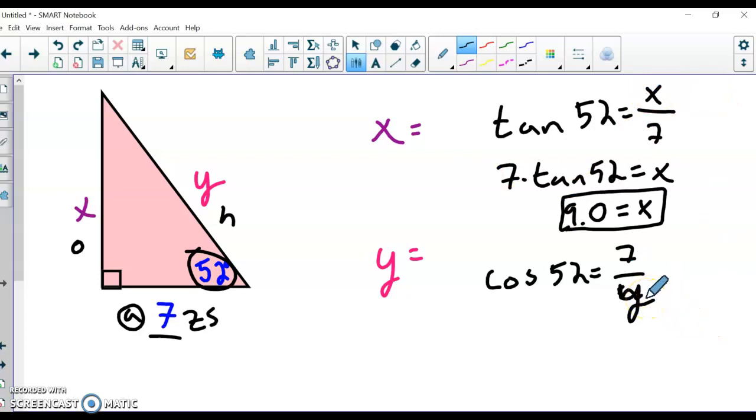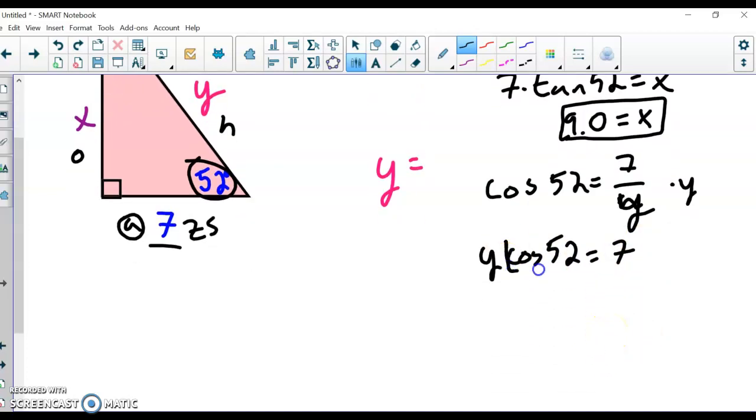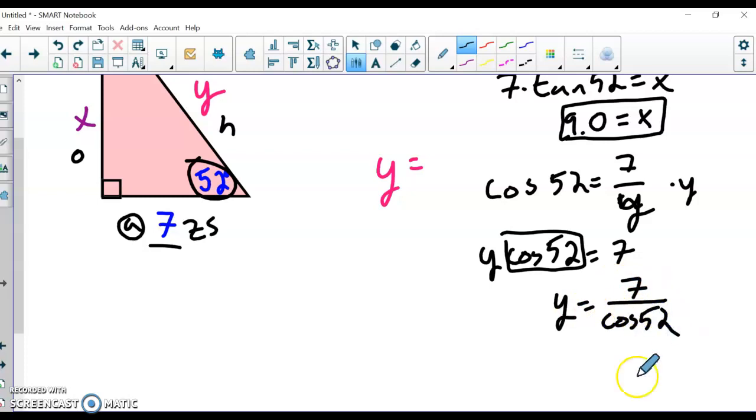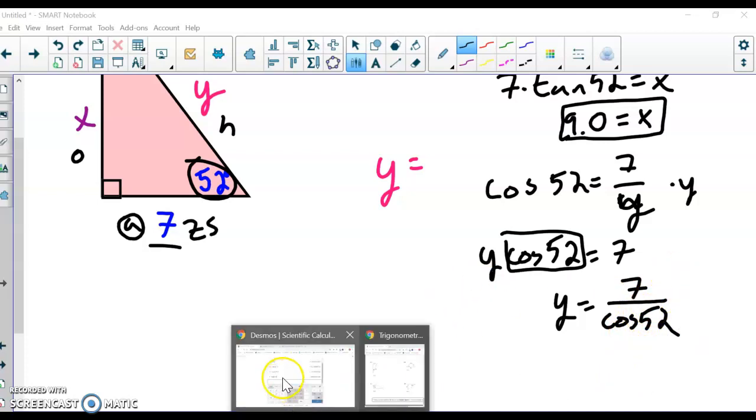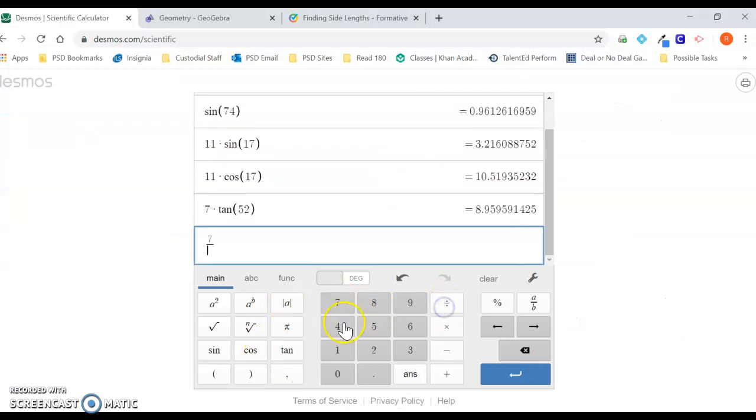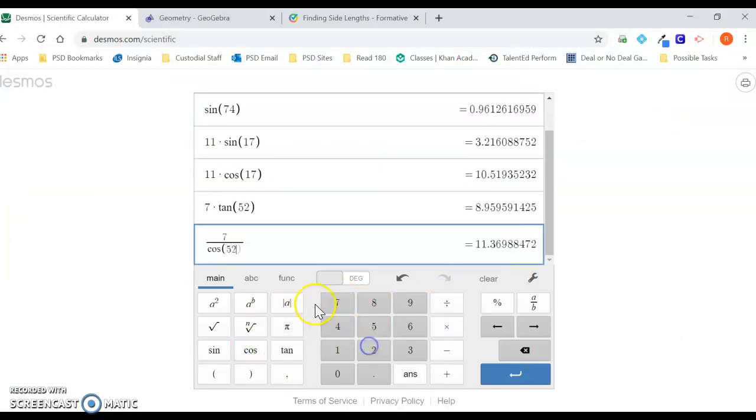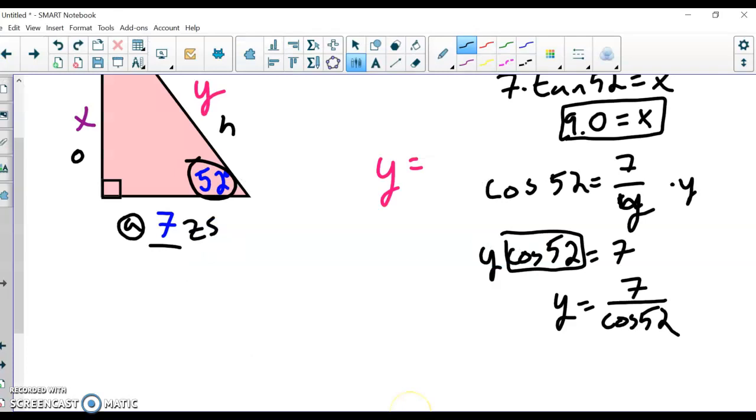I'm going to solve it the same way. I'm going to multiply by y, and I get y cosine of 52 equals 7. Then I'm going to divide by the cosine of 52. Remember, this is an entire number, so I'm going to divide by that. I'm going to say y equals 7 divided by the cosine of 52. And I can still come over here and do my Desmos. 7 divided by the cosine of 52, and I get 11.4 as my value. So I get y equals 11.4.